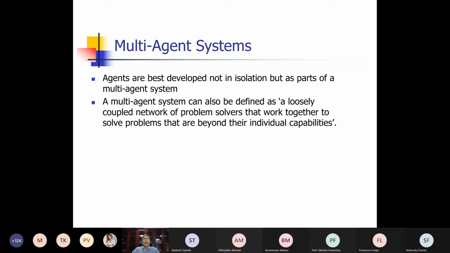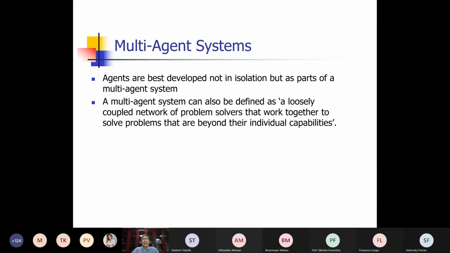Of course, agents are best developed not in isolation, but as part of a multi-agent system, which means that if a system only has one agent, it doesn't make any sense. A multi-agent system can also be defined as a loosely coupled network of problem solvers that work together to solve problems that are beyond their individual capabilities.